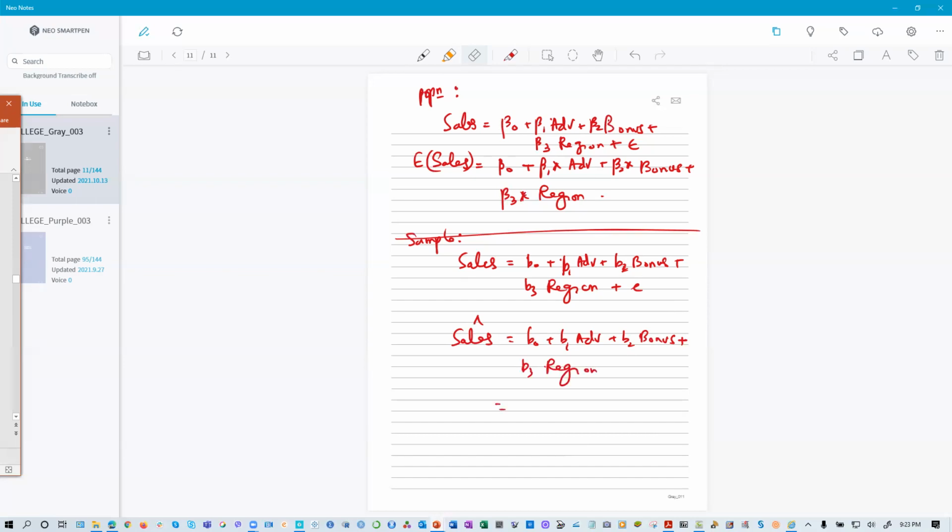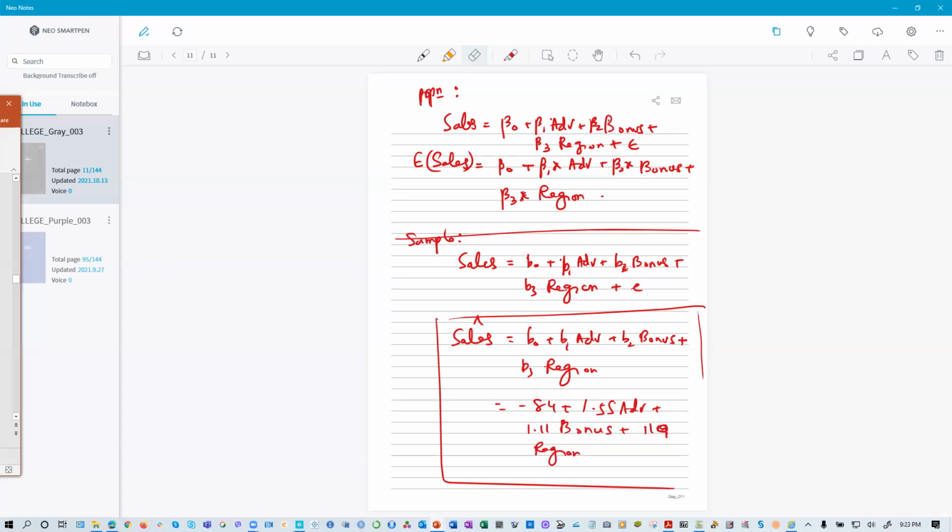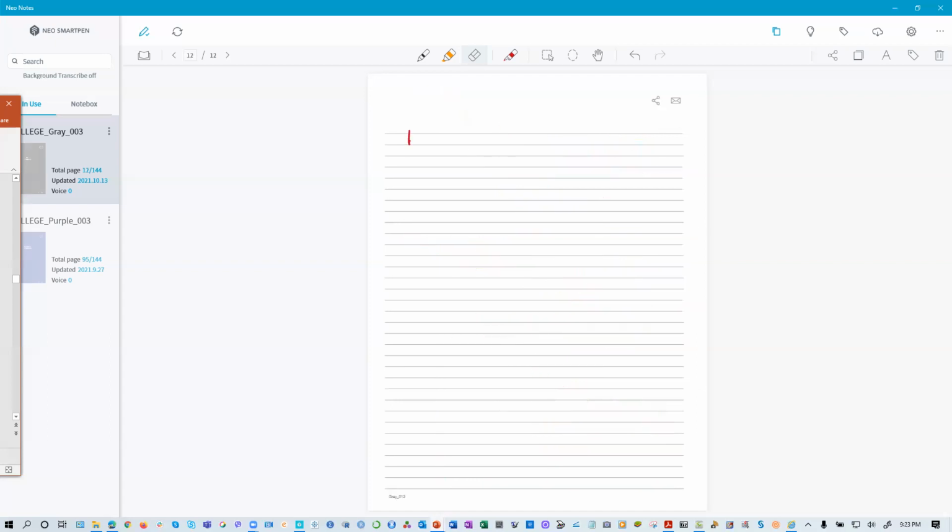Yes. B naught is how much? -84, plus B1 is how much? 1.55 advertising plus 1.11 bonus plus 119 times region. See? But we know that. Now, if you want to see whether the region is important in explaining the sales, you can at this stage run the test for beta 3. That's what I'm trying to say.